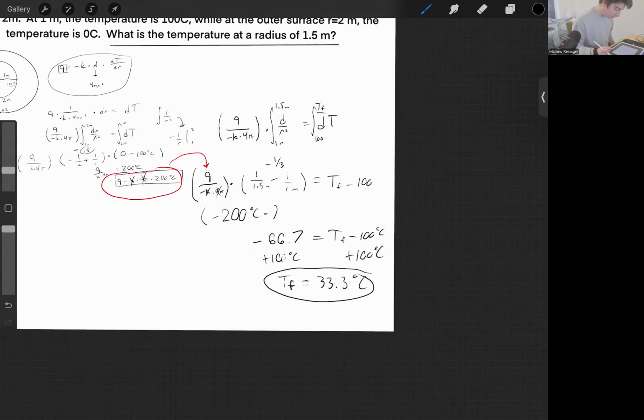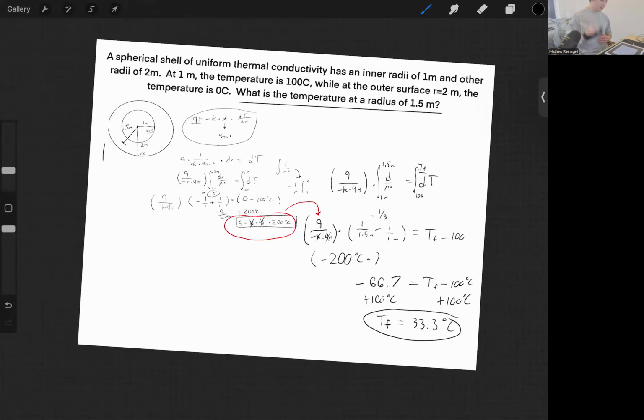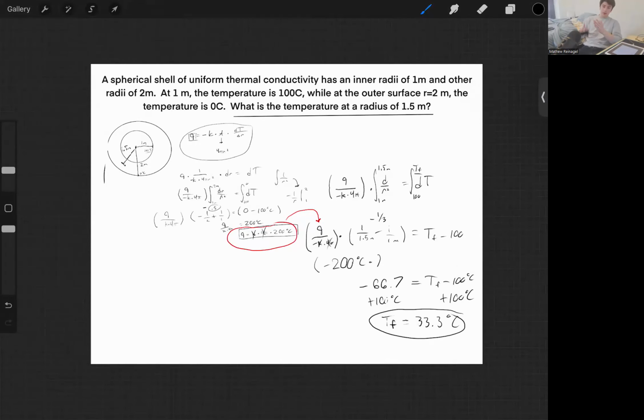And that is how we can get the temperature in between the outer and inner radius by relating some Q that we find by using Fourier's law, then using this as a constant to plug into our new equation relating to the 1 meter inner radius and the 1.5 meter in-between radius that we were curious about.